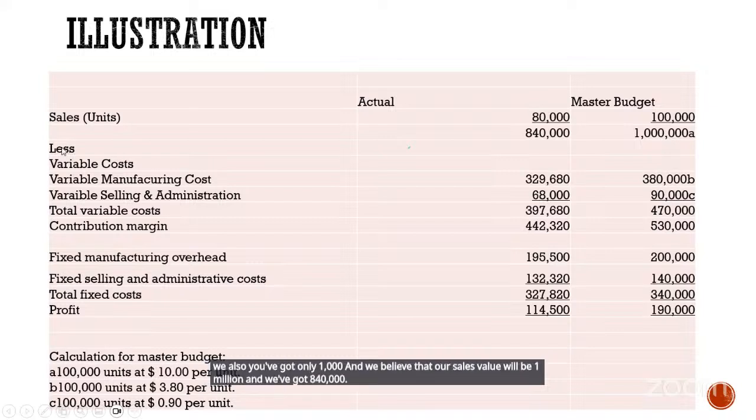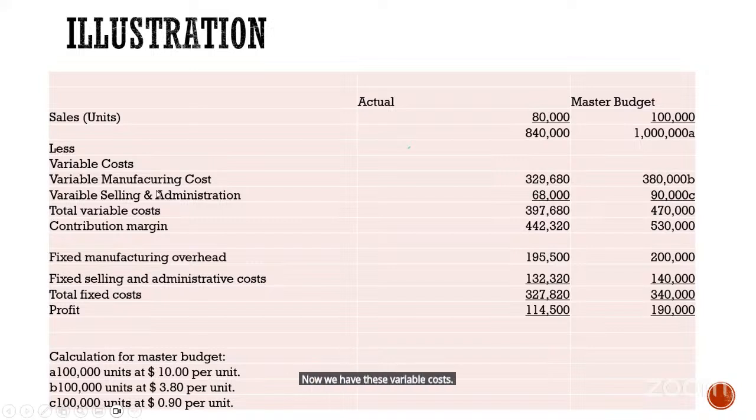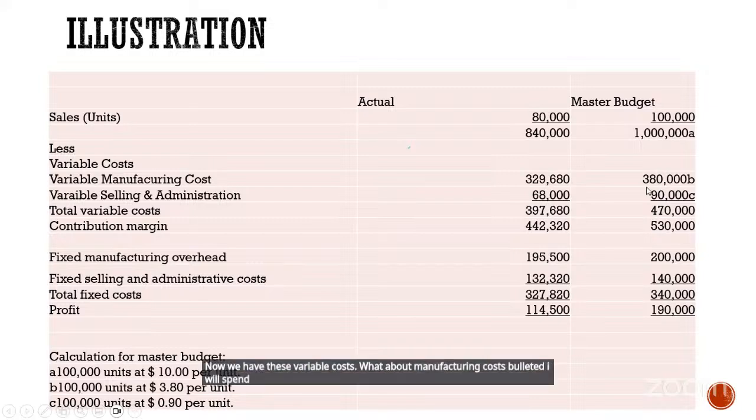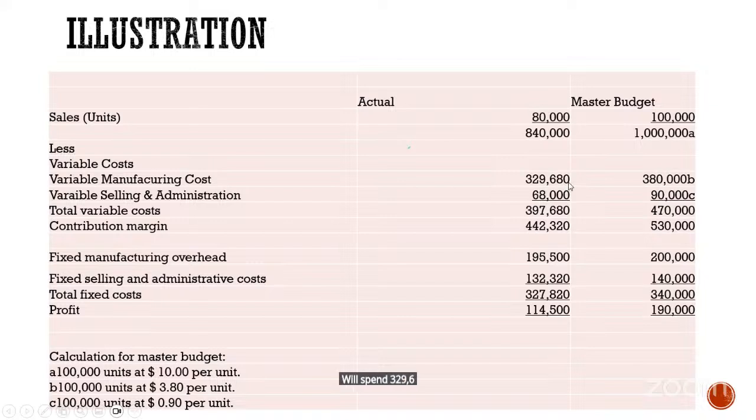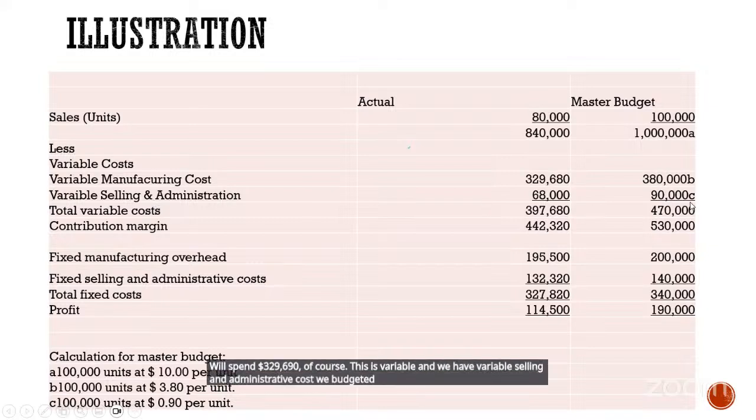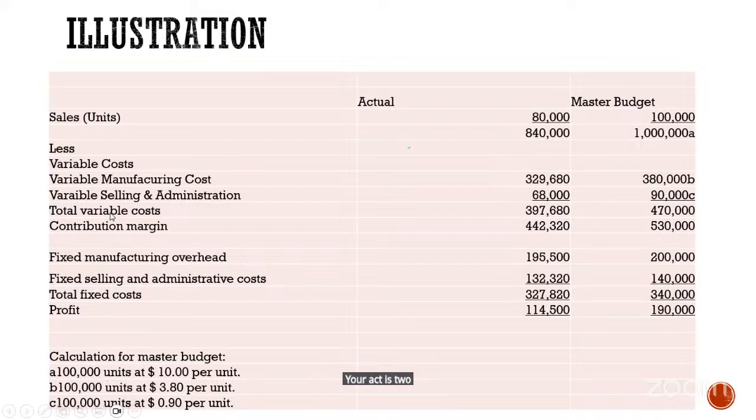Now we have the variable costs. Variable manufacturing costs, we budgeted that we would spend 380,000, but we spent 329,690. Of course, this is favorable. Then we have variable selling and administrative cost. We budgeted that we would spend 90,000, and we ended up spending 68,000, which is good. At least we save costs. When you add these two, total variable cost is 397,680 actual against 470,000 budgeted. Of course, there's saving here, which is favorable.